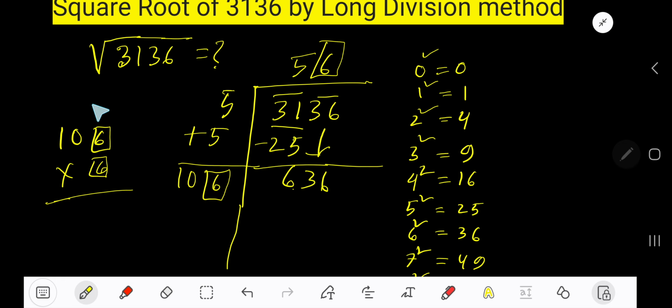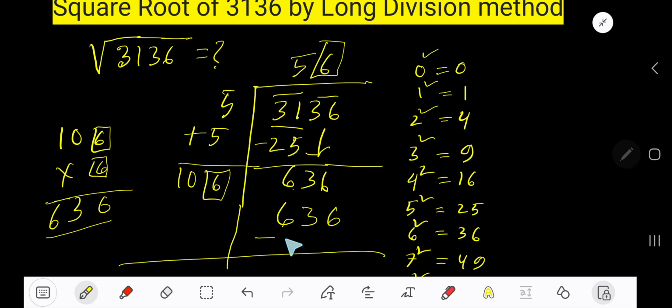6 times 6, 36. Write 6, carry 3 to the next column. 6 times 0, 0 plus 3, 3. 6 times 1, 6. Look, 636, which is equal to this. So our guessing number 6 is correct. 6 times 106, 636. Subtract, you are getting 0. As our remainder is 0, you are done.